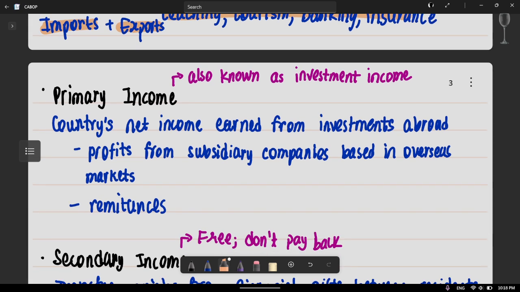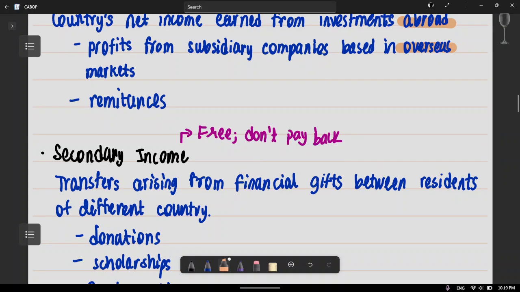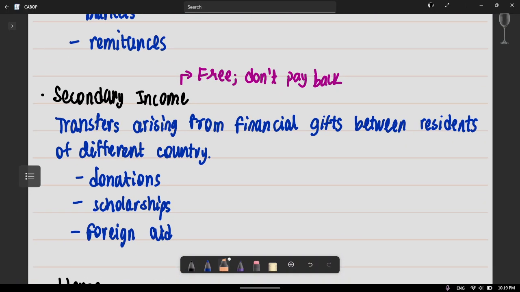Now, the third component, which is the primary income, is also known as investment income. This is the country's net income earned from investments abroad. This could include profits from subsidiary companies based in overseas markets, remittances, interest received from loans and deposits in overseas banks, dividends earned from financial investment in overseas companies, FDI of individuals or businesses in overseas business ventures. So over here, the keyword is going to be overseas, or abroad. Remember that.